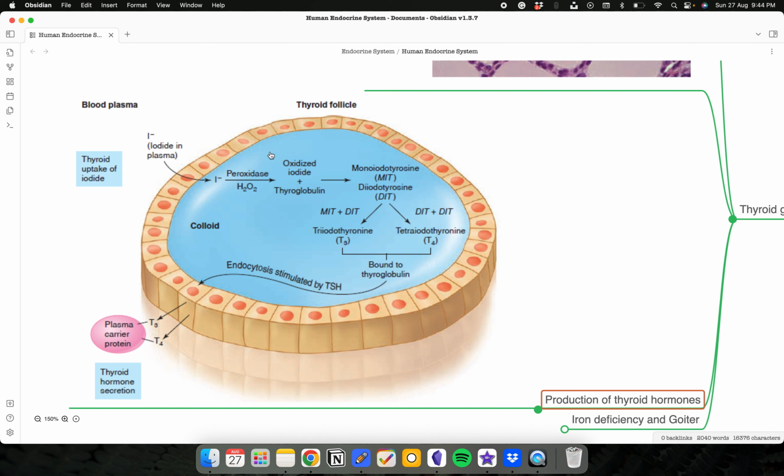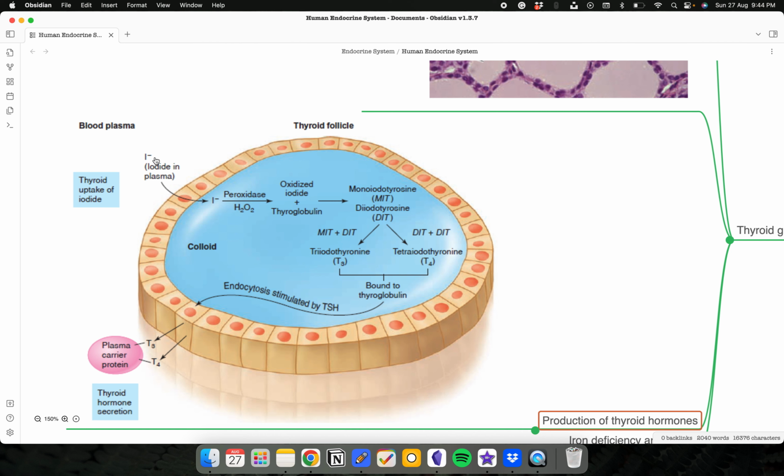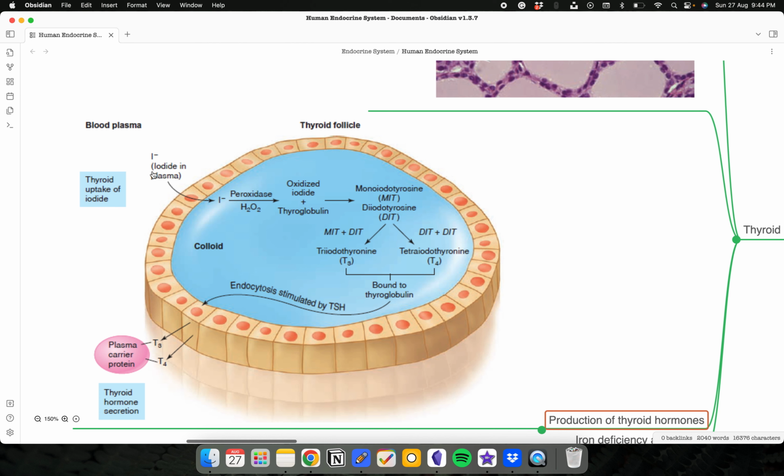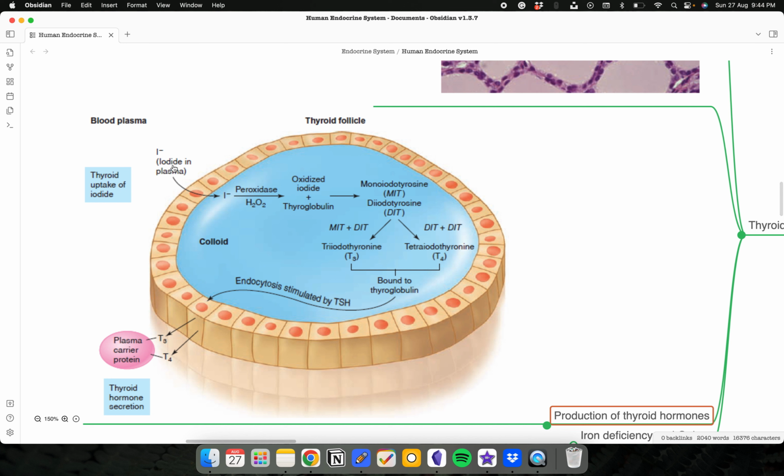So this is a thyroid follicle, these are the follicular cells, and this is the colloid of the thyroid follicle. This is I minus, which means iodide in the plasma. What is the major source of iodine? Different types of salt are actually the major source of iodine in our body. Also there are some vegetables and fruits that can be a source of iodine. So we should take an adequate amount of iodine for good working condition of the thyroid gland.